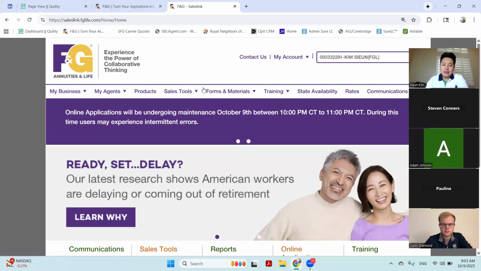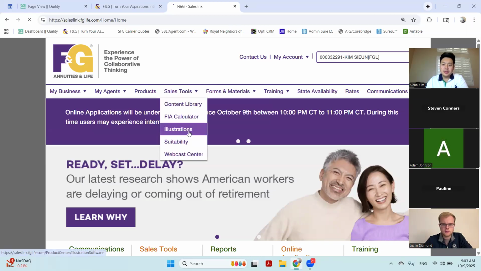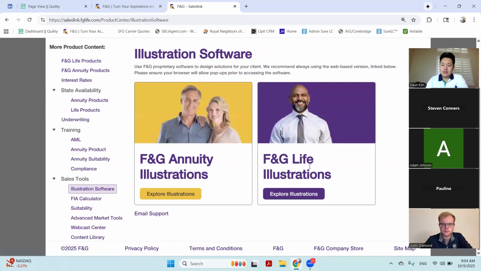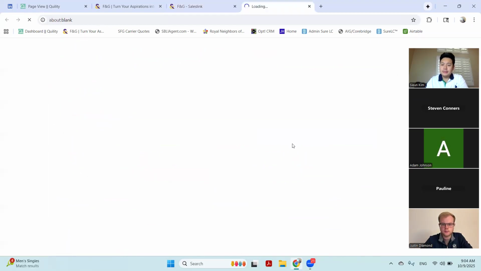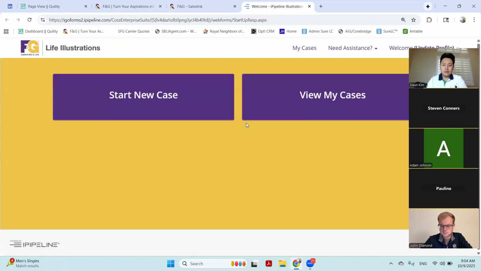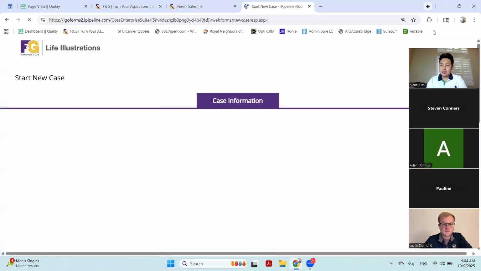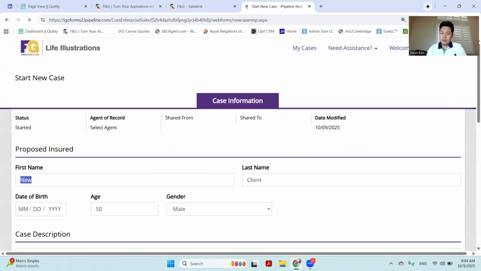On this website, under the sales tools, you go to illustrations and FNG Life Illustrations, explore. Okay, and we're gonna start a new case. I wanted to give you a training on two different types of illustration. Okay, so I'm gonna explain to you why I do it like this, and also give you a reason why you should use the other type of illustration.